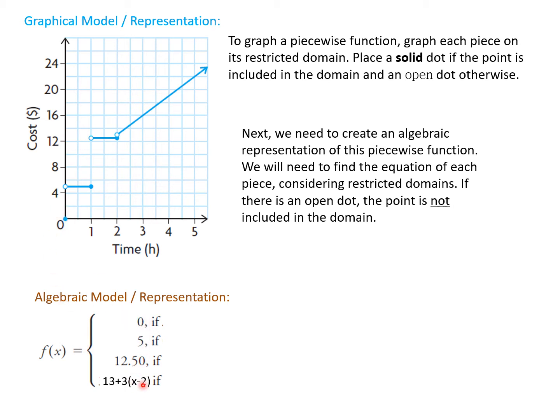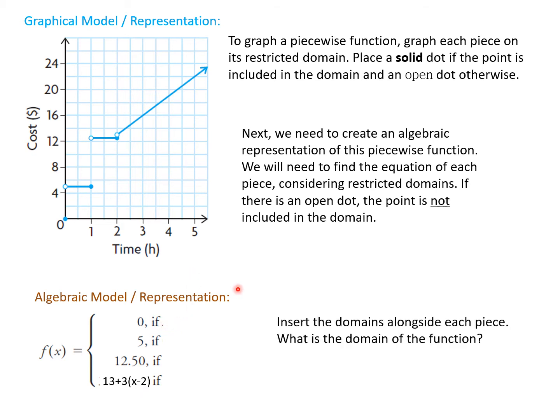So I've got 4 pieces and they all occur if... So I'm going to put in the domains alongside each piece. What is the domain of each function? So let's look at the first one. The first one's pretty straightforward. Our domain for here, f of x will equal 0 only when x is 0. That's the only time we're going to pay no money, if we're not in there at all. We will pay $5 if we're between 0 and 1.